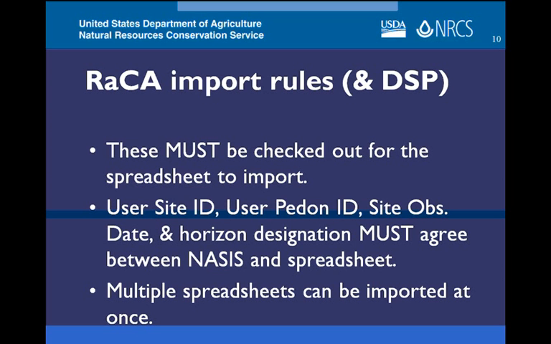It's probably going to cause a little heartburn, but that's the way it is. On top of that, it is very important and essential that the user site IDs, user pedon ID, site observation date, and horizon designations of all horizons must agree between NASIS and what's recorded on a spreadsheet. Any mismatch will cause the import to fail.